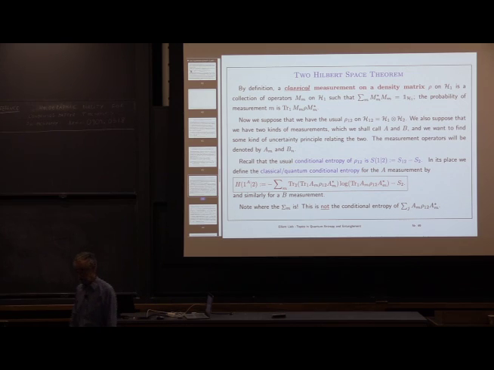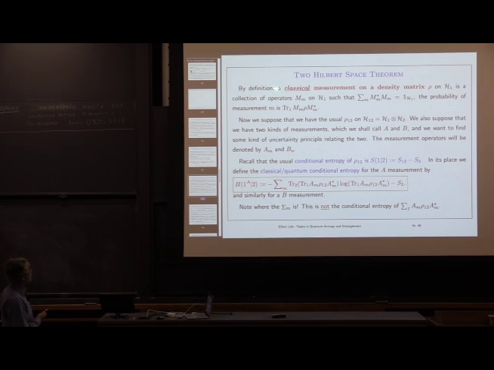Now there are several theorems in this direction, but here's one of them. It's the two Hilbert space theorem. So before, remember, we had two Hilbert spaces, which I don't know what I call them, but anyway, position space and Fourier space. So the integers on the lattice and the Brillouin zone, whatever. So imagine you have two Hilbert spaces.